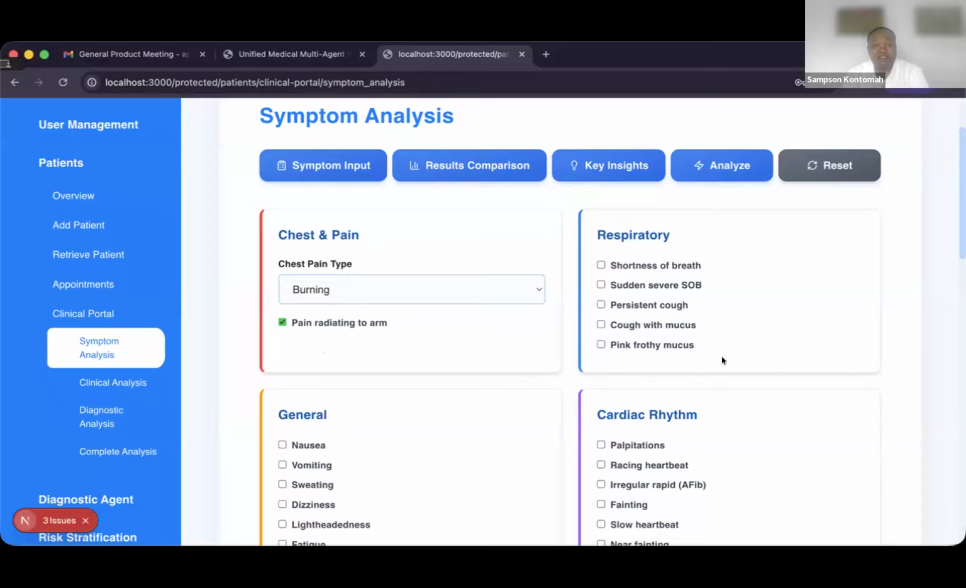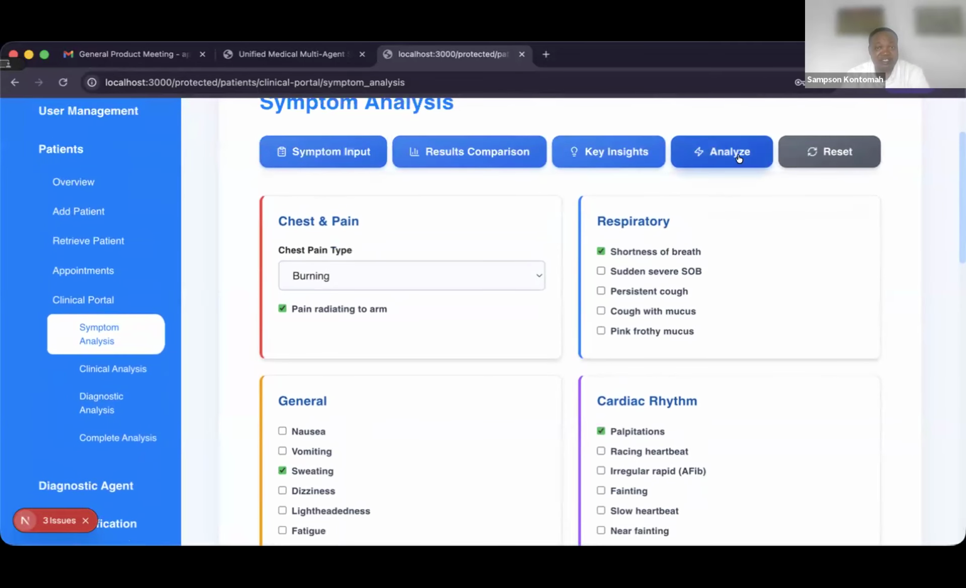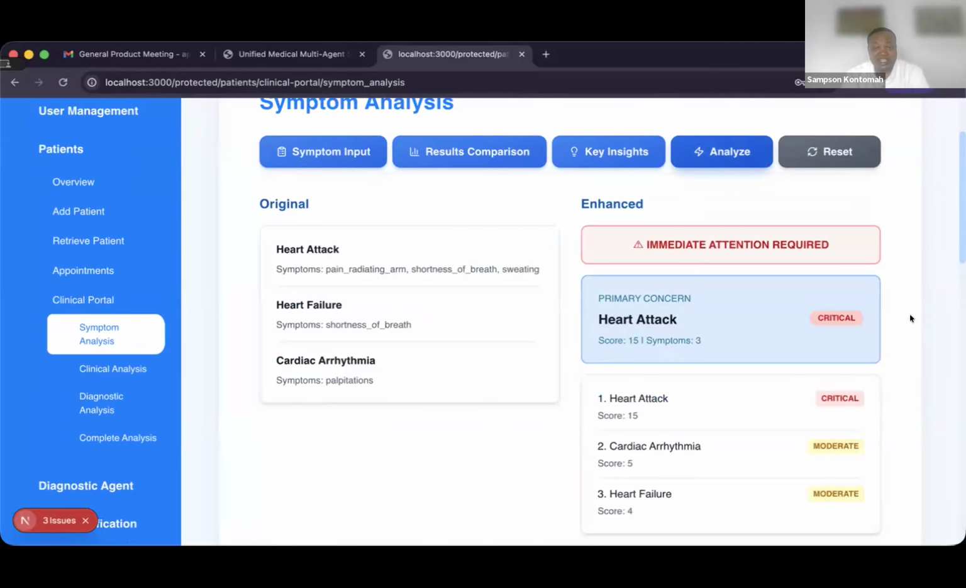So let's move to respiratory. This patient is experiencing shortness of breath. Select shortness of breath. Next, let's go to general symptoms. This patient is experiencing sweating. So let's select sweating. And let's say the cardiac rhythm. This patient is experiencing palpitation. Select palpitation and analyze.